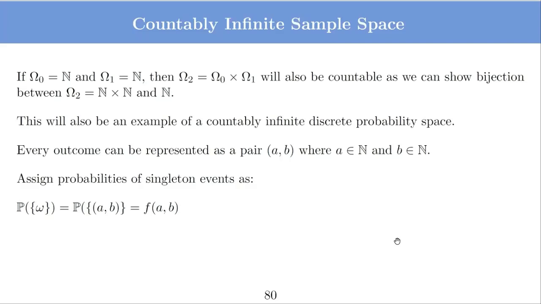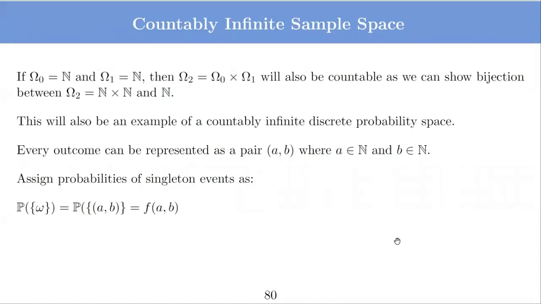Last example I'll cover. Suppose you have two sample spaces, omega 0 and omega 1, and both are countably infinite, for example the natural numbers. There is a mapping between them and the natural numbers. Then if you construct a new sample space, omega 0 cross omega 1, this cross means it's a set of pairs where the first element is from omega 0 and the second element is from omega 1. So if omega 0 is {H, T} and omega 1 is also {H, T}, this will be HH, HT, TH, and TT. Four elements should be there.